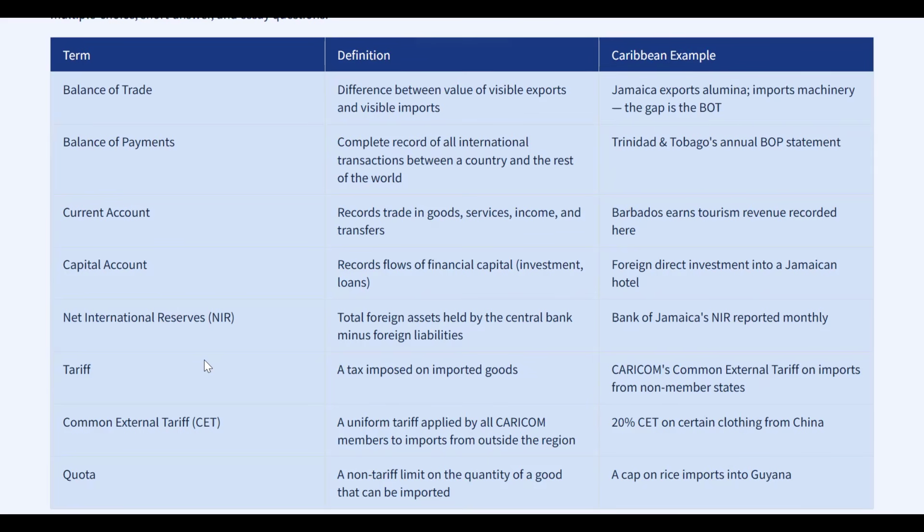Now, that common external tariff refers to when CARICOM and the CARICOM members use a uniform tariff, meaning they charge the same percentage of tax on a particular good or goods for imports outside of the region. That gives them a larger amount of bargaining power.